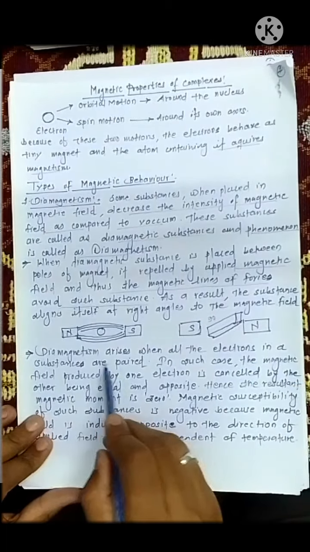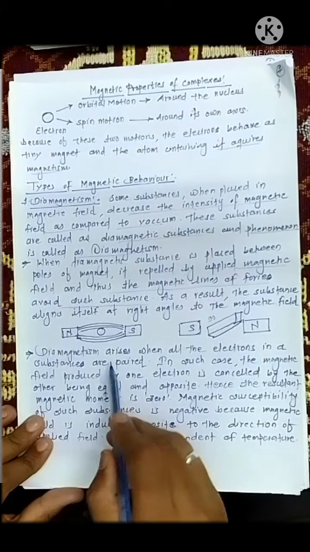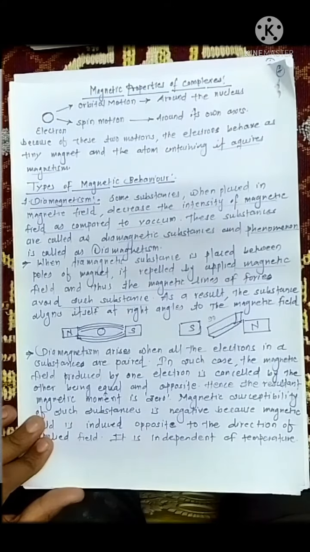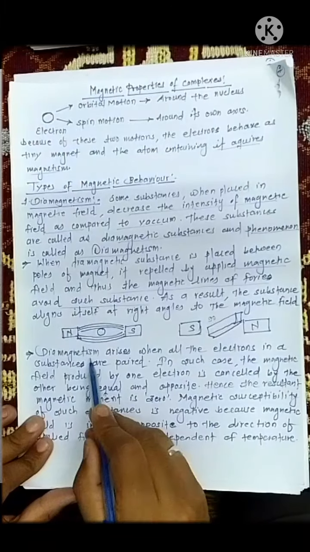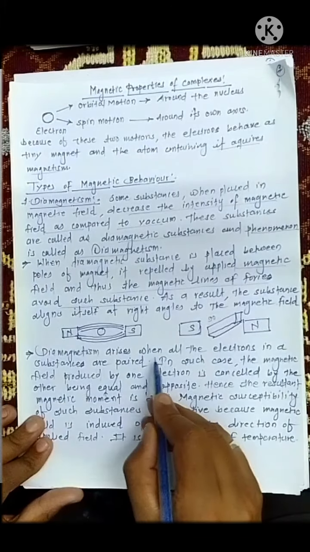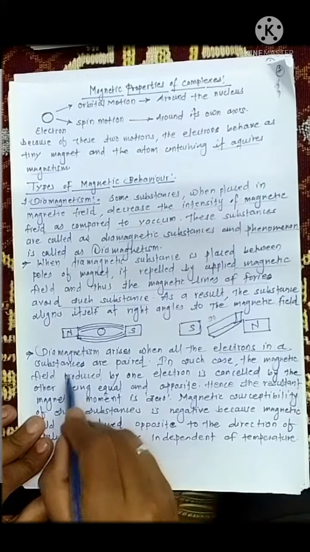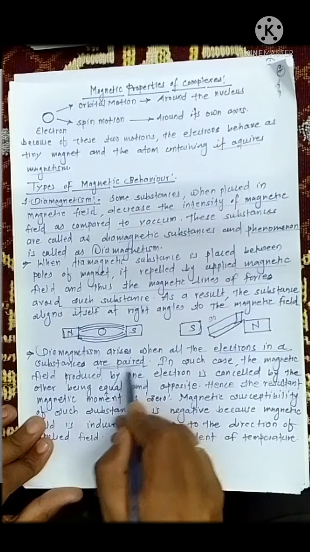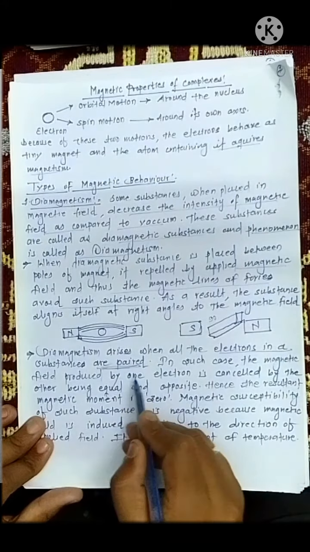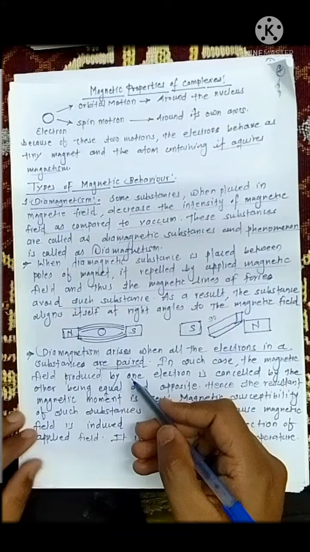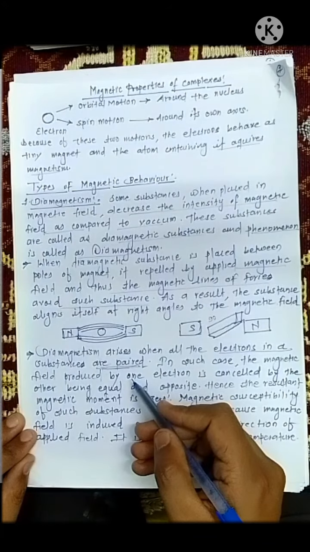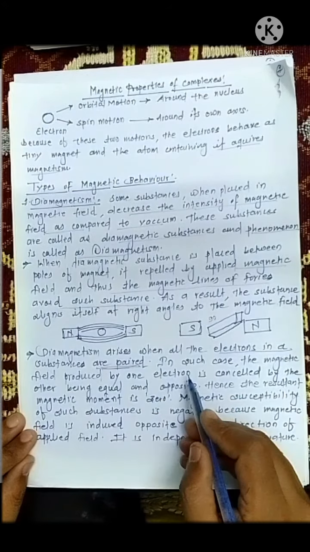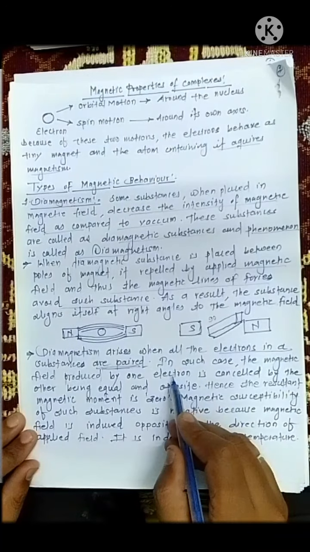Now, it is a very important thing: what is the root cause of diamagnetism? Diamagnetism arises when all the electrons in the substance are paired. This is a very important point. When all the electrons in a complex are paired, that complex is known as a diamagnetic complex.